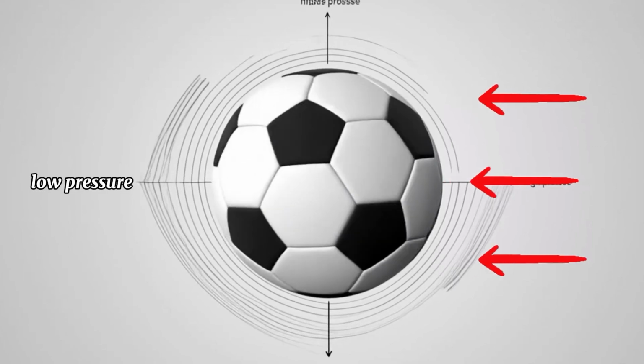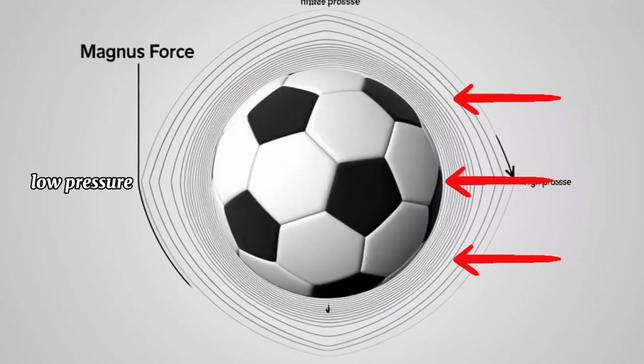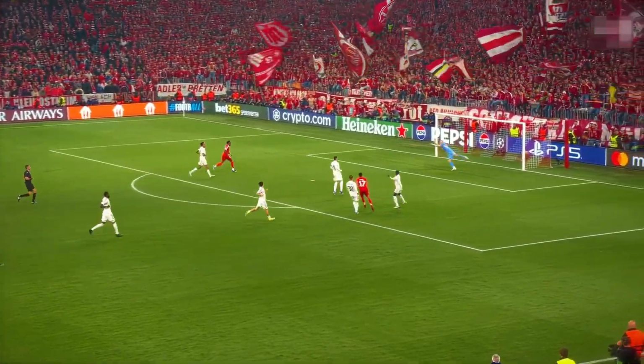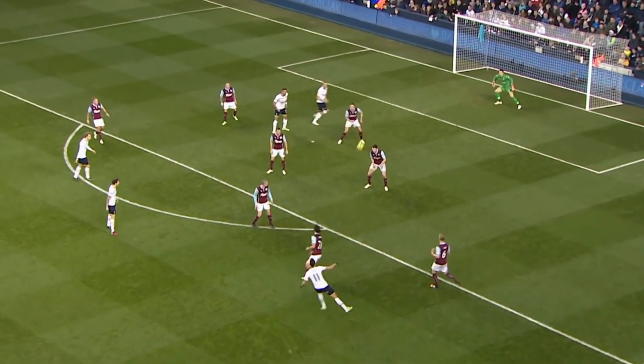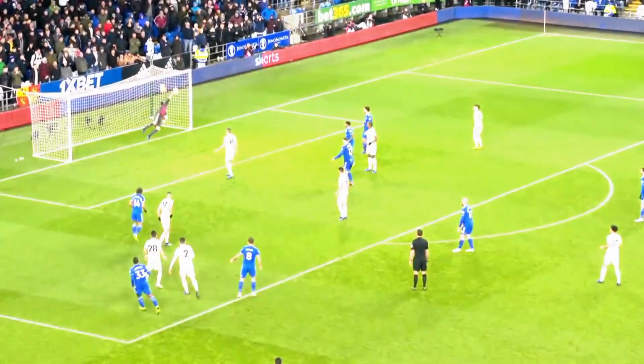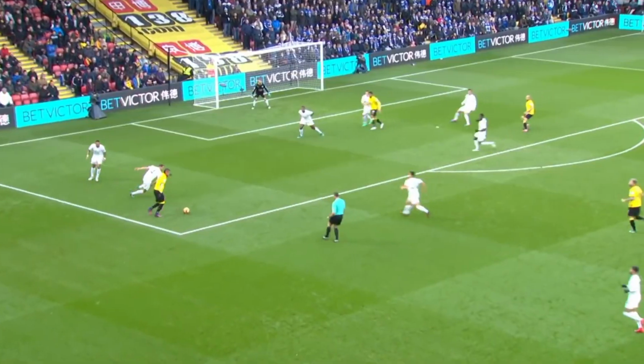As a result, the ball is pushed toward the area of lower pressure, making it bend through the air instead of traveling in a straight line. This phenomenon is known as the Magnus Effect, and it's the science behind some of the most spectacular goals in football. But understanding the Magnus Effect is only half of the story.